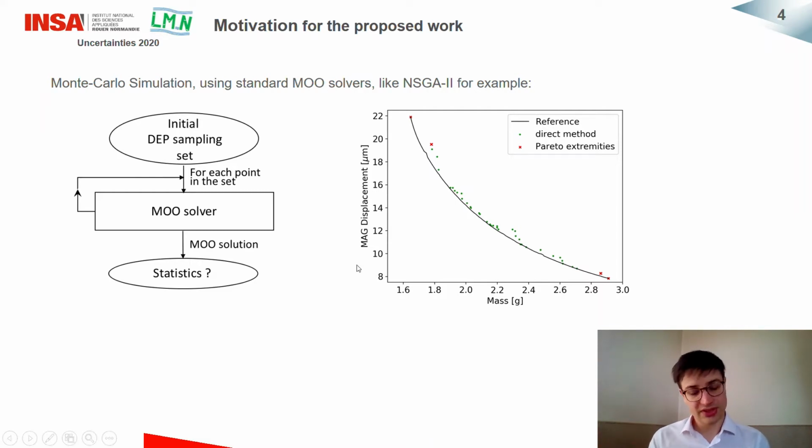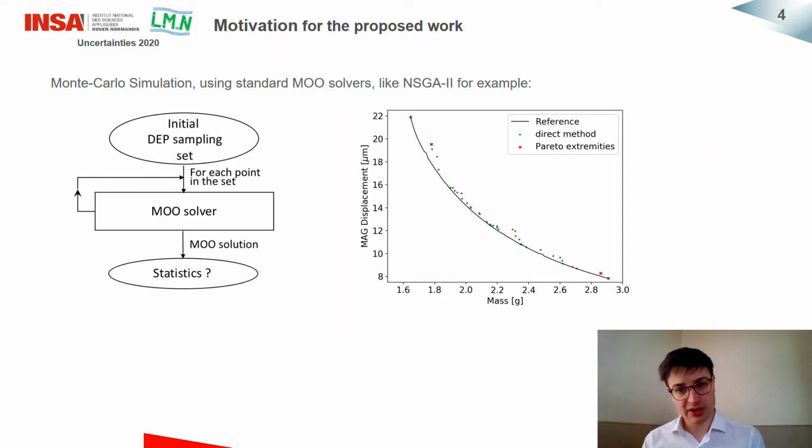As I said previously, we start from initial DEP sampling set where we create our random vector xi. Then for each point in this data set, we perform a multi-objective optimization. We get our Pareto front. And then when we have all the solutions, we perform a statistics. We were somewhat motivated to enhance the classical NSGA-II solution.